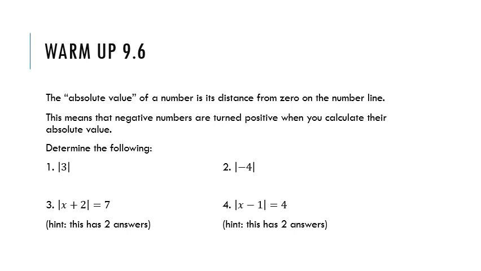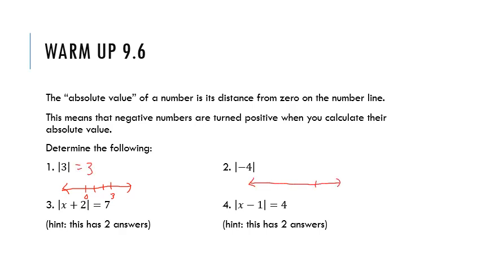So to start, I want to warm up to review a key concept that we will be working with today, and that's absolute value. You hopefully have heard of this before. The absolute value of a number is its distance from zero on the number line. So this means that negative numbers are turned positive when you calculate their absolute value because it's the distance they are from 0, right? So like 3, if you looked at a number line, you have 0, 1, 2, 3, right? It's 3 spaces away from 0.